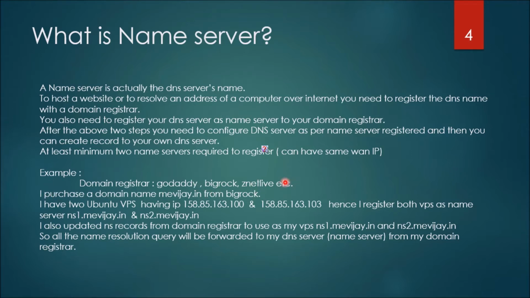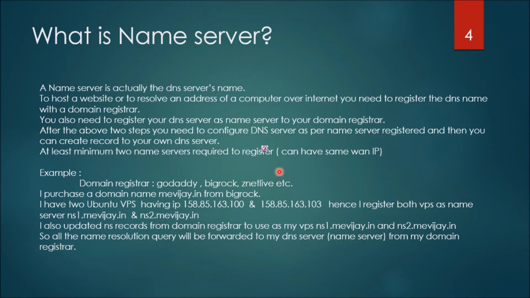For my example, I have purchased a domain name mevijay.com from BigRock and I have two Ubuntu VPS servers having IP 100 and 103. Hence, I registered both VPS as name servers: NS1 with 100 IP and NS2 with 103 IP. I also updated the NS record at the domain registrar. For the domain registrar, I have used NS records ns1.mevijay.in and ns2.mevijay.in, so that it can be pointed to both of my DNS server VPS.